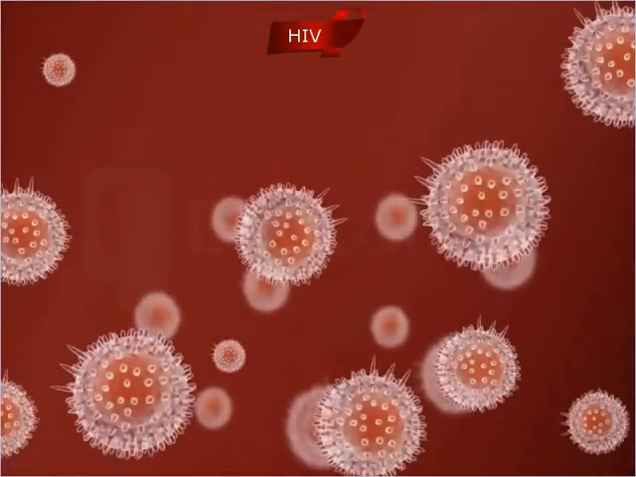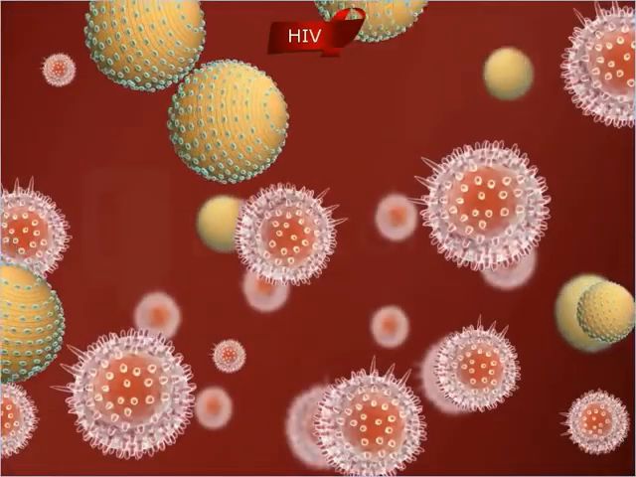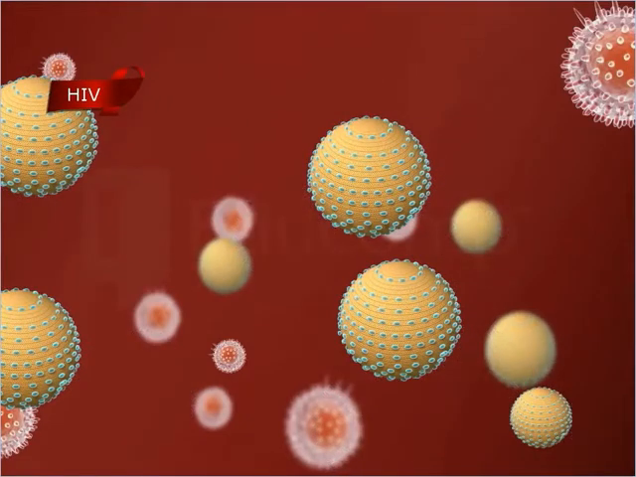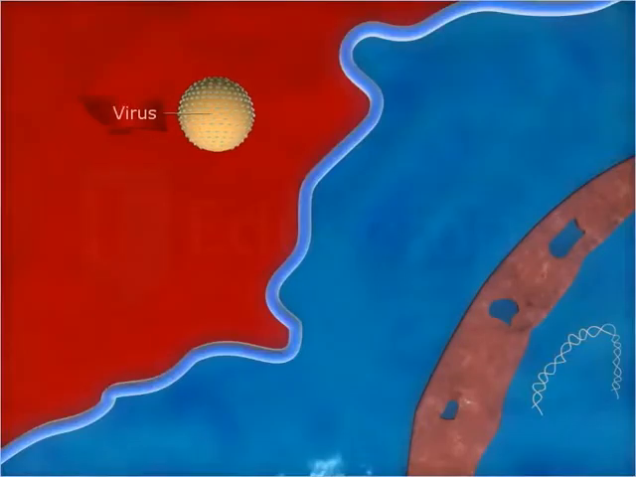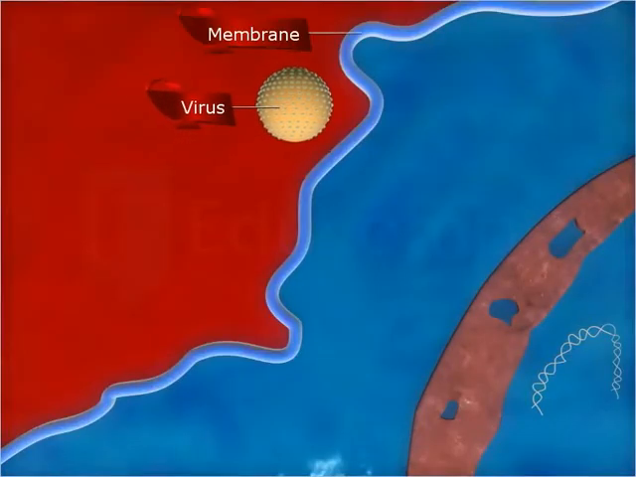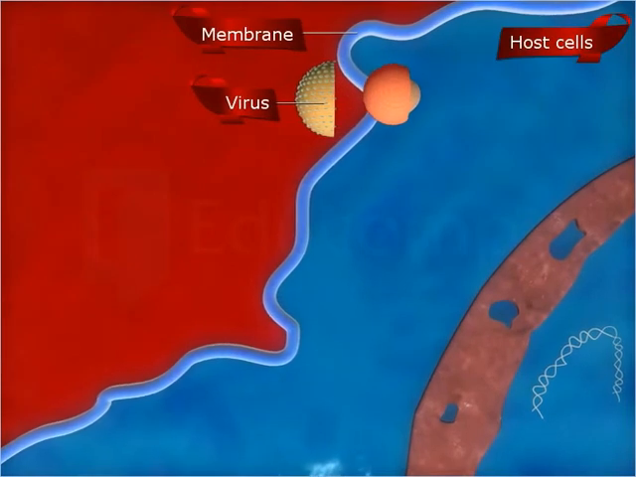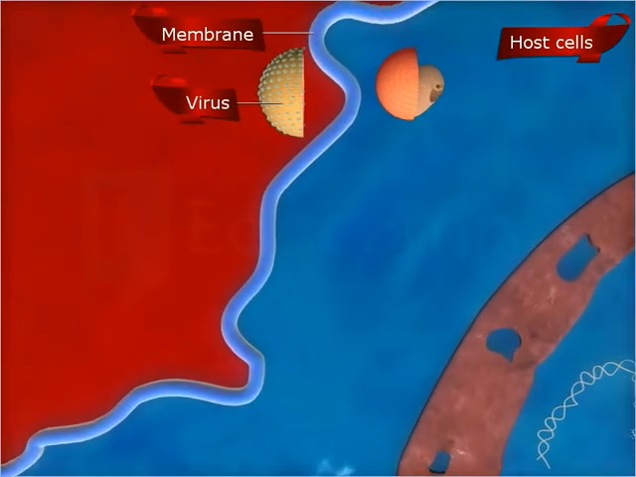HIV enters into the body through the bloodstream of the host and invades suitable host cells such as the T lymphocyte cells. The virus then fuses with the membrane of the host cells and releases its genomic content, the strands of RNA, into the host cell.